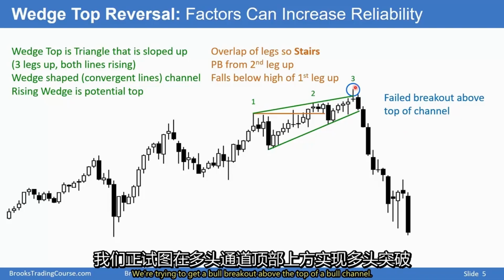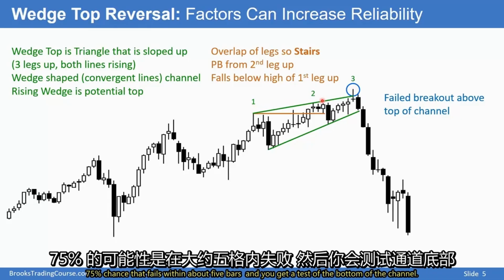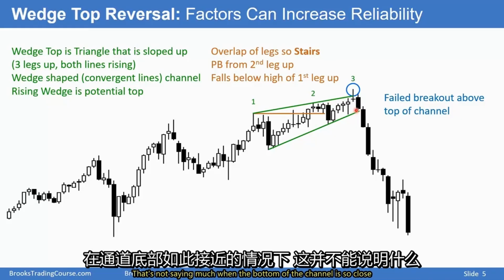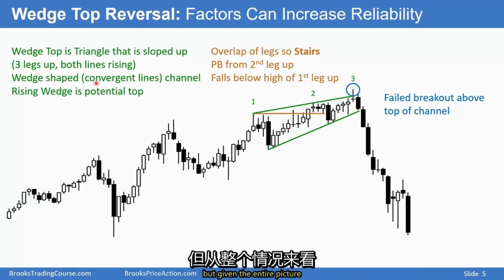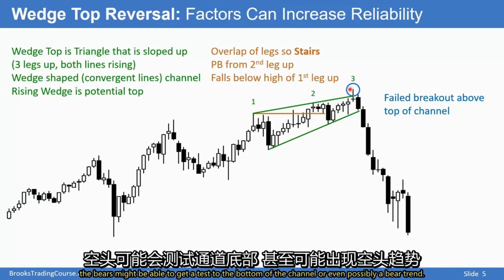We're trying to get a bull breakout above the top of a bull channel. 75% chance that fails within about 5 bars, and you get a test of the bottom of the channel. That's not saying much when the bottom of the channel is so close, but given the entire picture, the bears might be able to get a test to the bottom of the channel, or even possibly a bear trend.